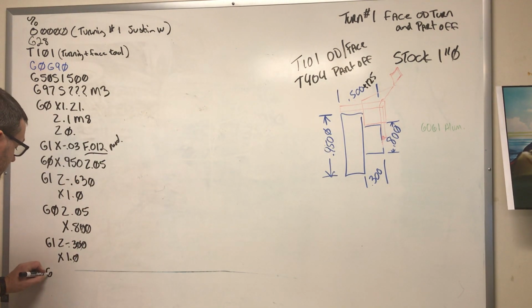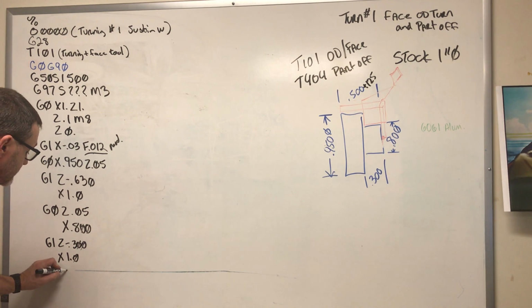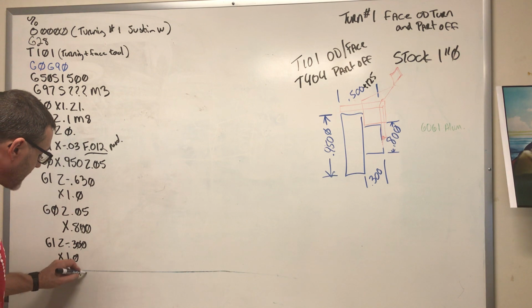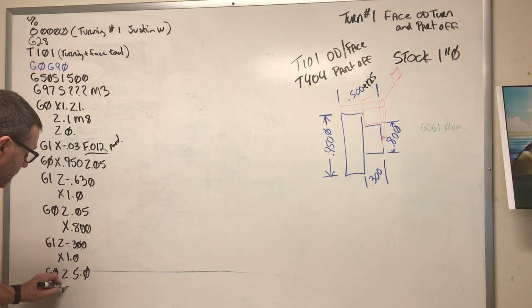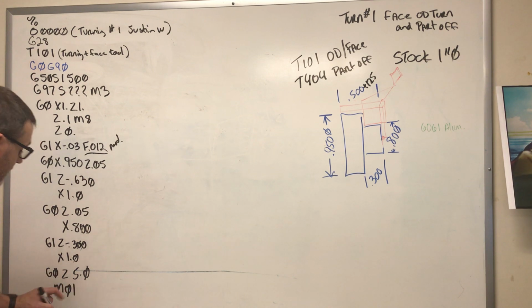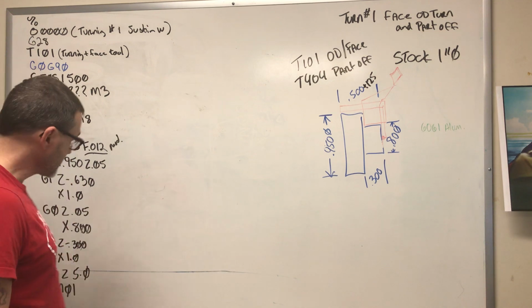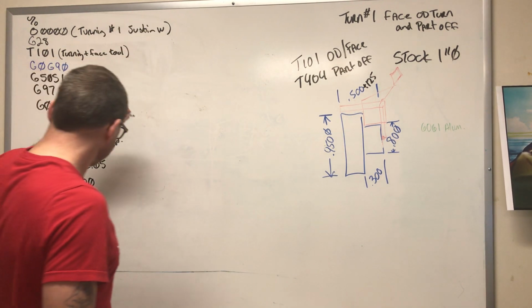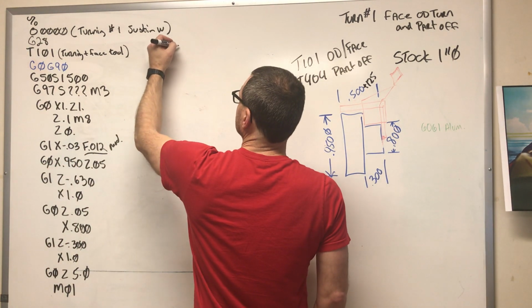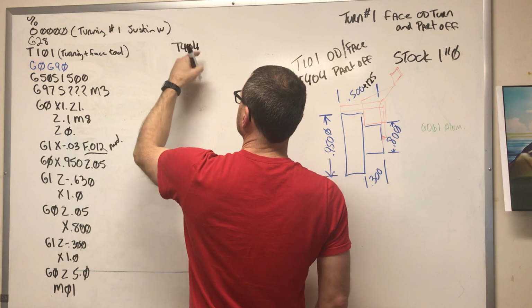Now what I'm going to do is go to G0, and I'm going to go to Z 5 inches, and then I'm going to do an M01. Okay, so I went 5 inches back so I could be ready for my tool change position. M01, continue the program up here. We'll go to T404. That's our part off tool.